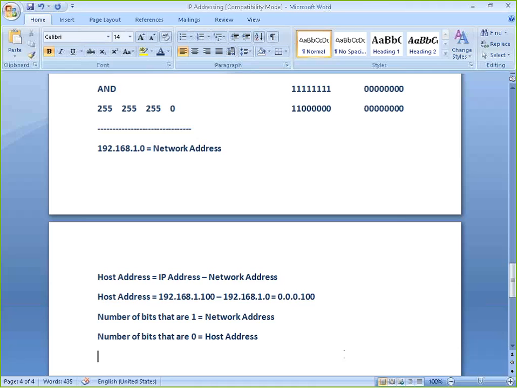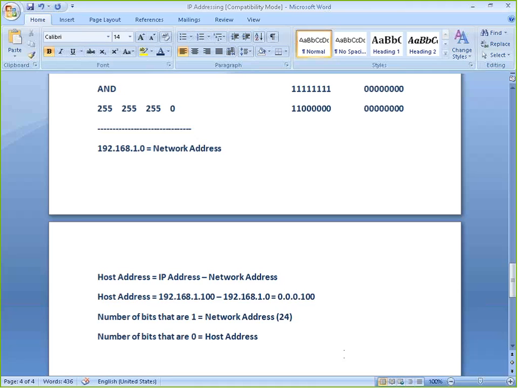What I was saying is, whenever we talk about the network address and the host address, the subnet mask is going to tell you how many bits are being used by the network address and how many bits are being used by the host address. The number of bits in the subnet mask that are ones represent the network address. So in our case, the first 24 bits are going to be the network address.